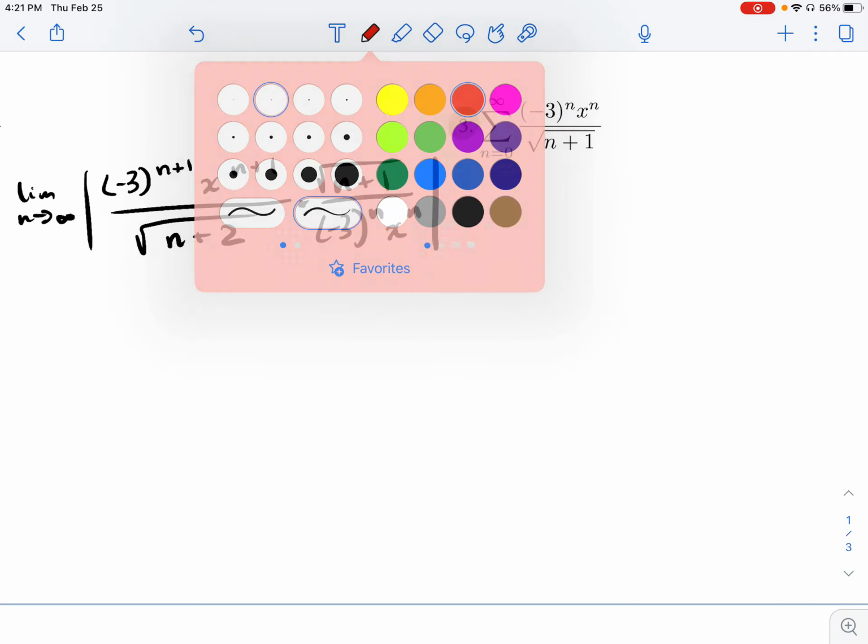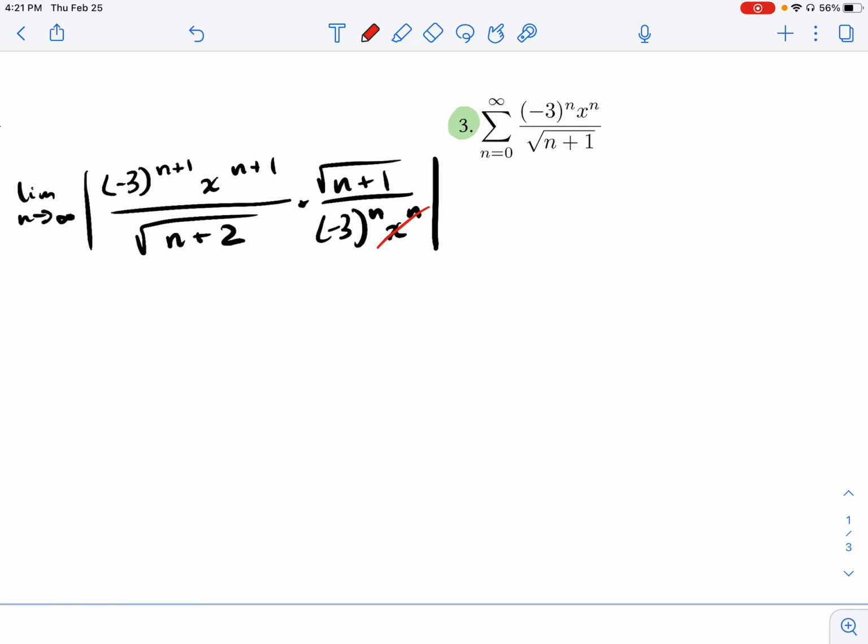All right, so again, what can we divide? Well, just like we did before, this x^n would divide into this x^(n+1), so that just x is left over. This (-3)^n will divide into this (-3)^(n+1), so that just -3 is left over.